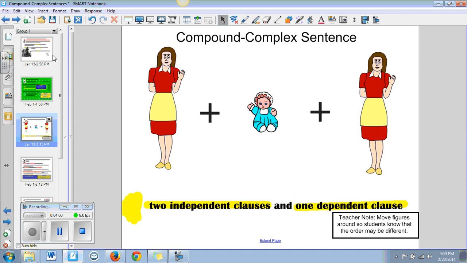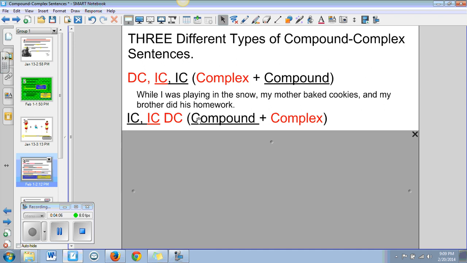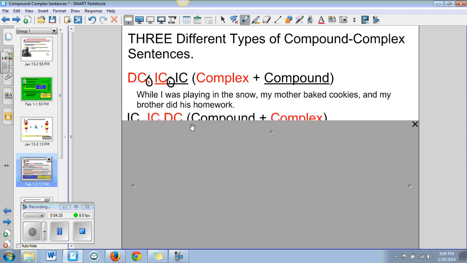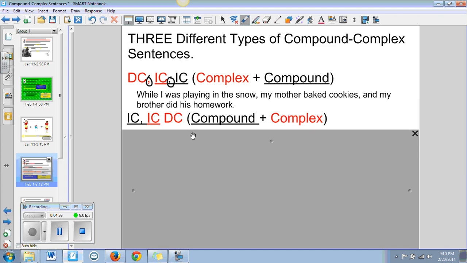So let's actually look at some examples of compound complex sentences. So let's go and scroll this up. If we look here we have DC, IC, IC. Now please remember the same rules are going to follow with this. Because our dependent clause is in the beginning, we're going to have that comma there. And also because this is a compound sentence, we have to have a comma there too. So: while I was playing in the snow, my mother baked cookies, and my brother did his homework. Now we could also have an IC, IC, DC.